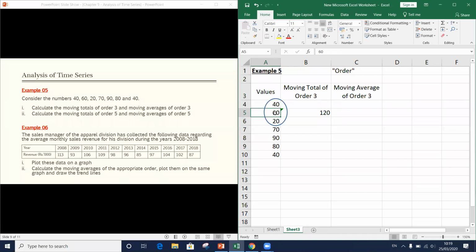See where I have written this total: it is in front of the middle value. In the middle we have 60, so in front of that value I have written the total. Always, if you consider a particular group, you write the totals and averages in front of the middle value. So this is the moving total. Then I am going to move this group like this. Now what is the total? It is still order 3. Why? There are only 3 elements and I have moved it one step forward. So now the total should be 60 plus 20 plus 70.